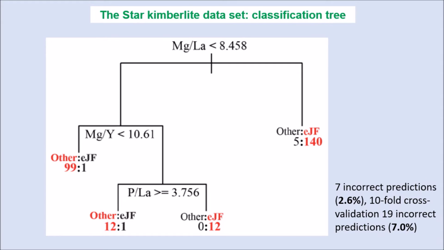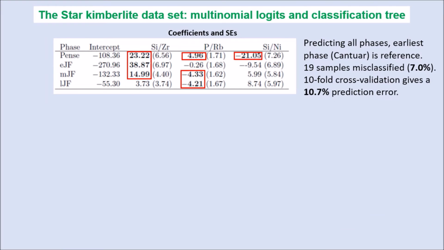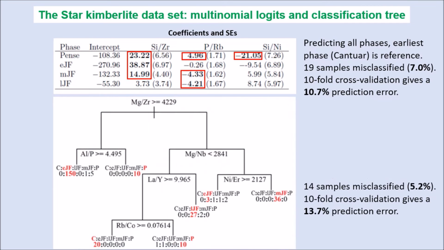An alternative way of predicting is to use a classification tree that selects ratios. Here the log transform is not necessary. The misclassified samples are only 7 now, 2.6% error. Also shown each time is the cross-validation error rate. For predicting all 5 phase groups, either modeling using multinomial logistic regression is used or a classification tree. The methods perform similarly, with multinomial regression doing slightly better on the cross-validation.